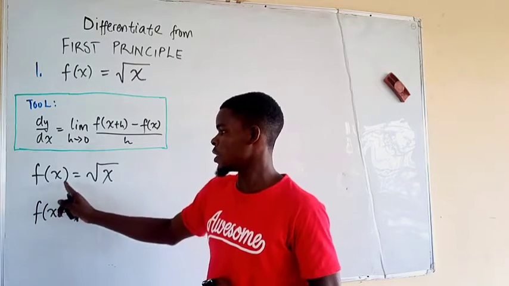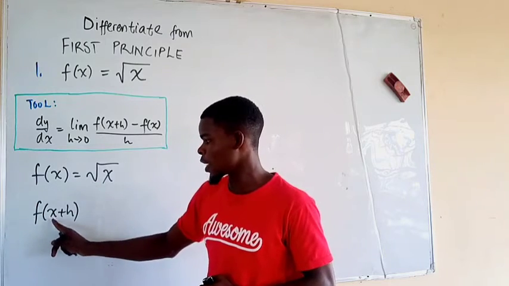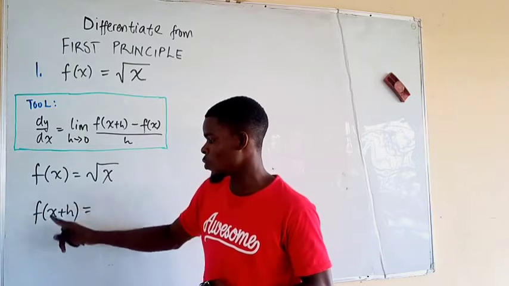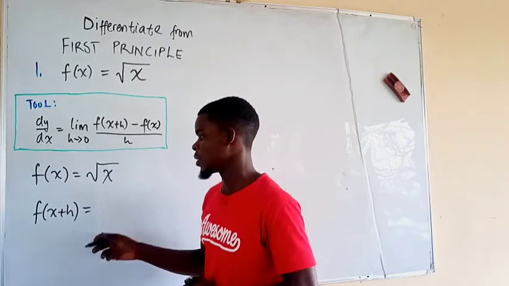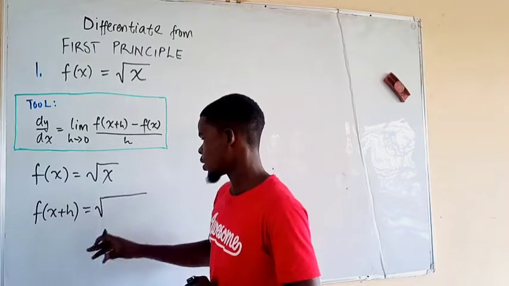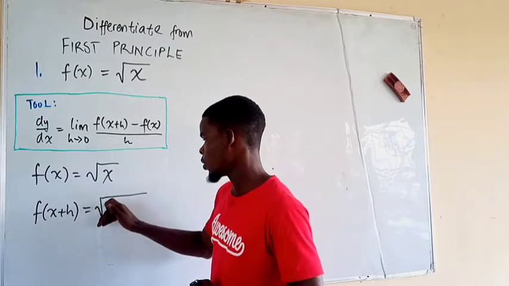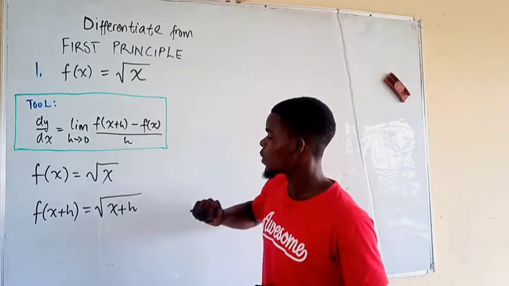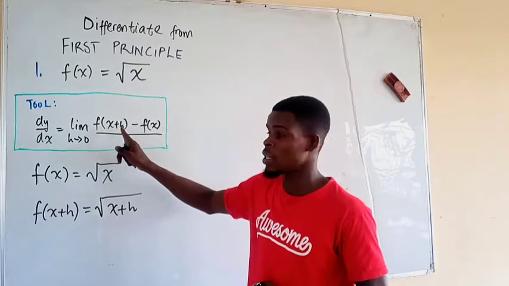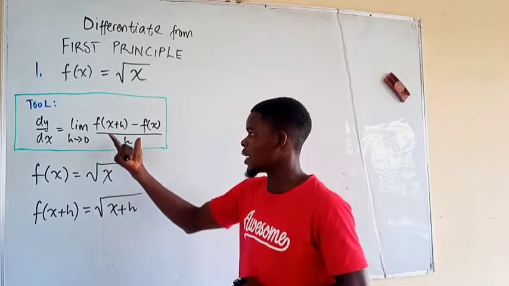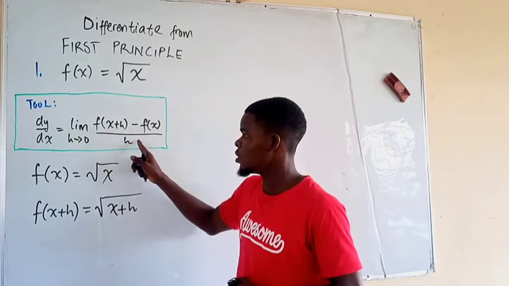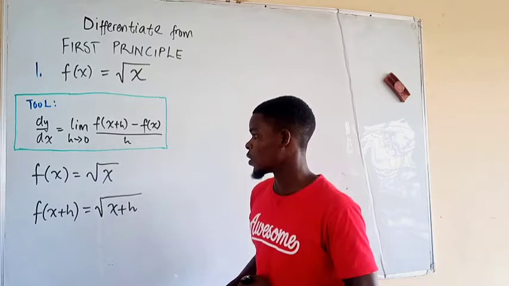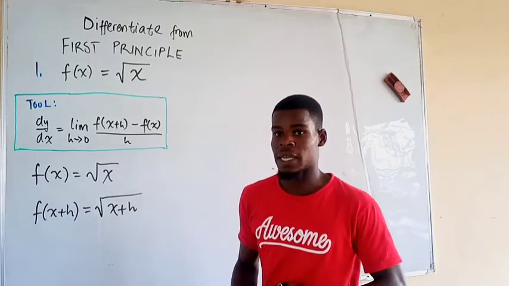Since f of x is the square root of x, then f of x plus h will be the square root of x plus h. That's just by replacing x with x plus h. You just put x plus h in here. Now that we have f of x plus h and f of x, we can take the difference. And in the denominator, we just put down the h, as a matter of notation. Then we can talk about the limit as h tends to 0.